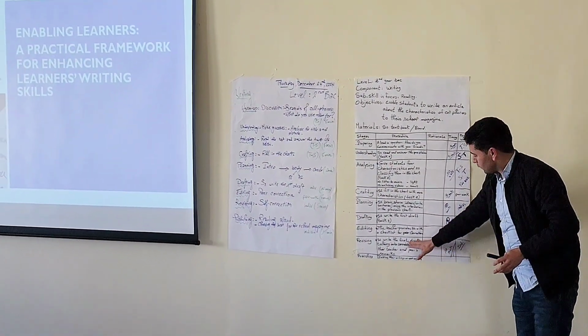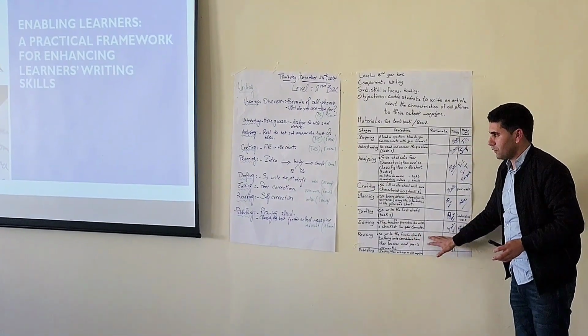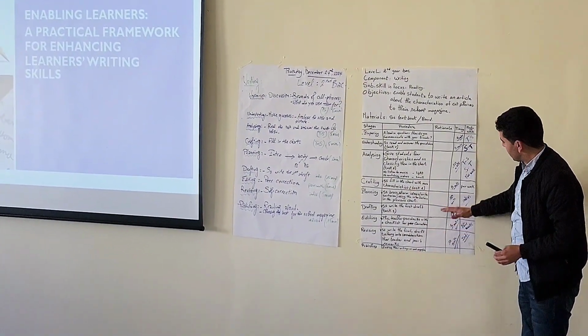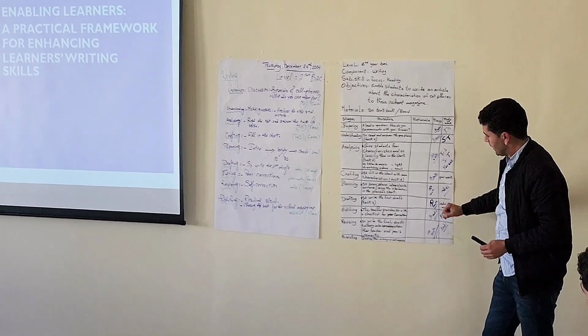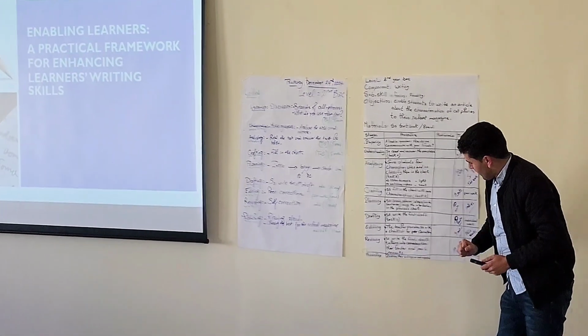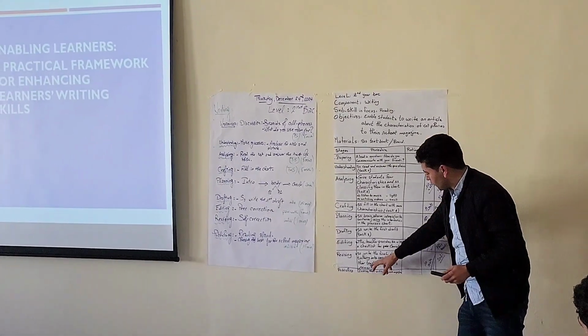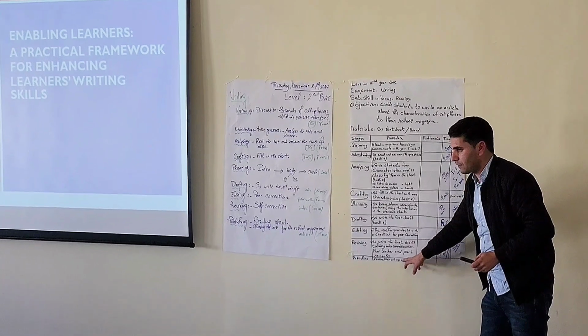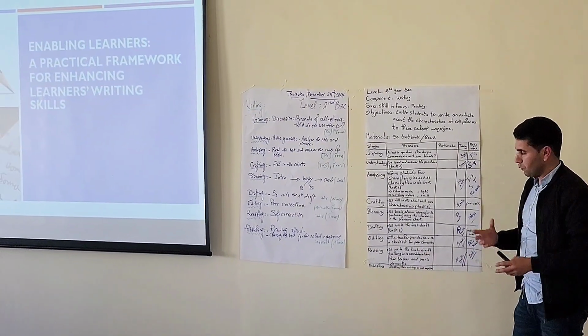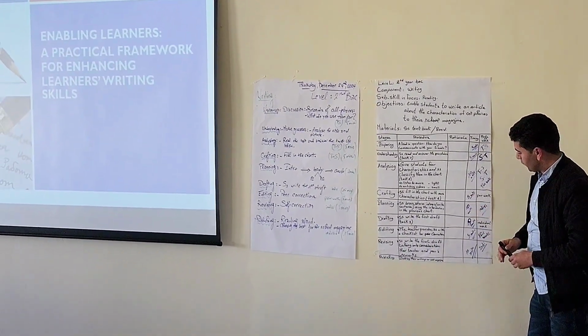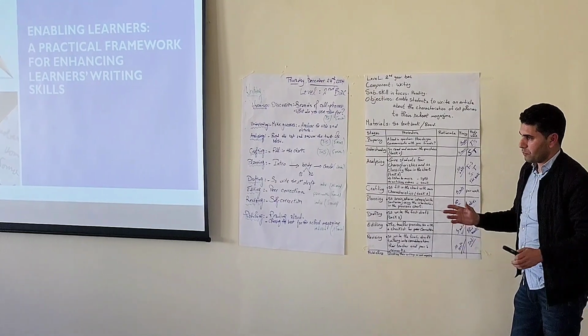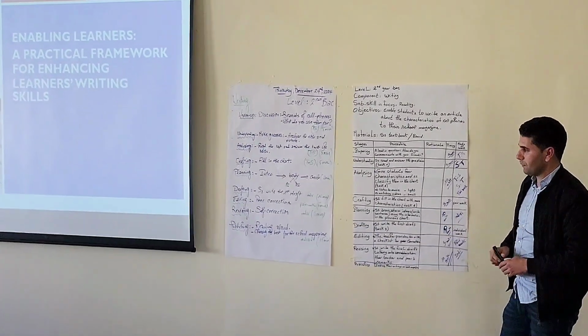And by the way, this one can also be given as homework to be done at home if, for example, there is a time constraint here. For publishing, students are going to publish their work in a wall magazine or in a school magazine. They can also share or publish their writing on a Facebook page or a group if there is one.